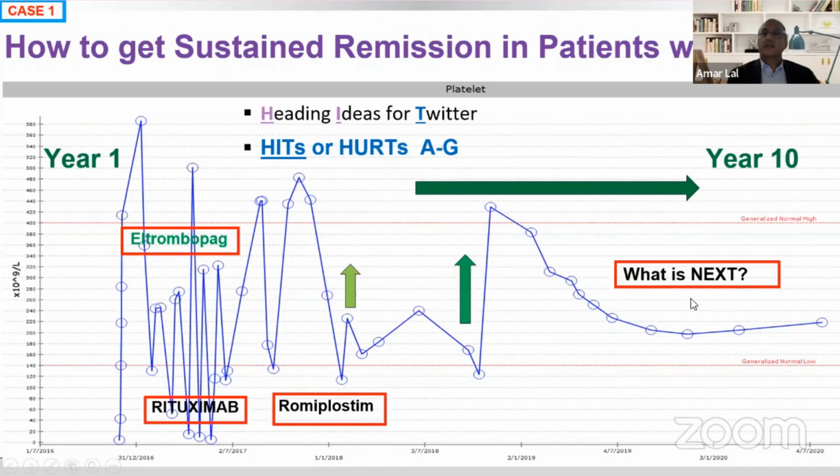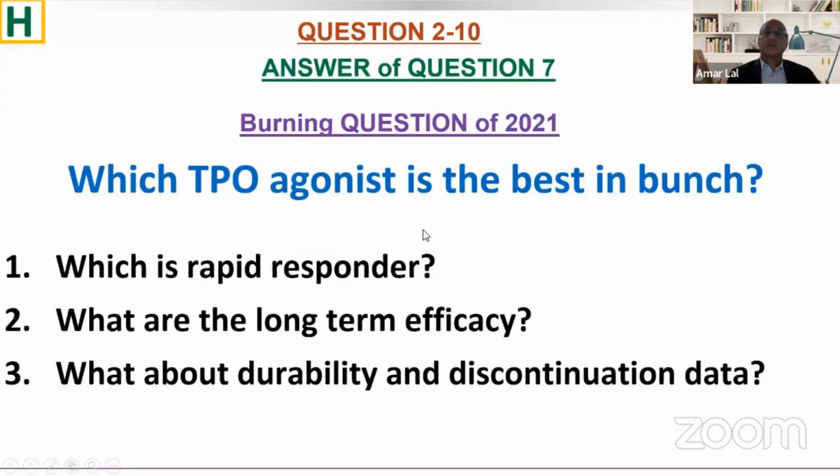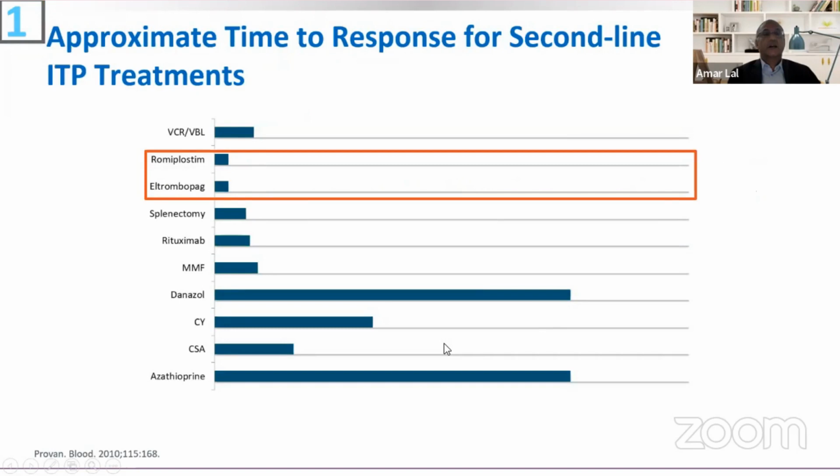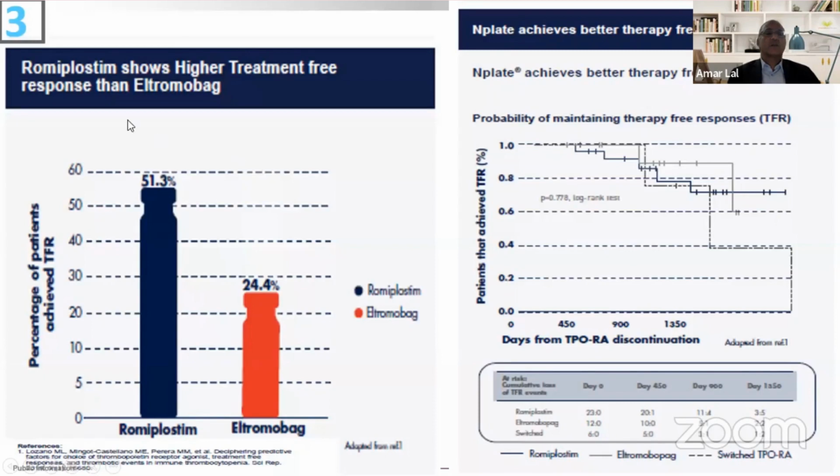So what is the good idea? What is the next option? Can we stop therapy in this patient? Again, the burning question is: which TPO agonist is the rapid responder with long-term efficacy, and which TPO agonist has the durability and discontinuation data? All the TPO agonists, as Dr. Kuter mentioned, have almost the same efficacy. Somehow, romiplostim has shown the treatment-free response. They have more data, about 50%.